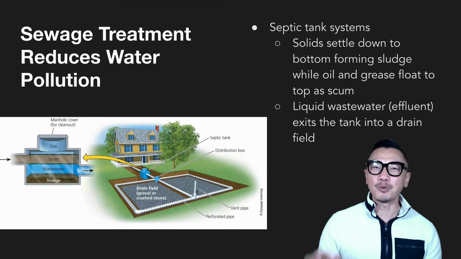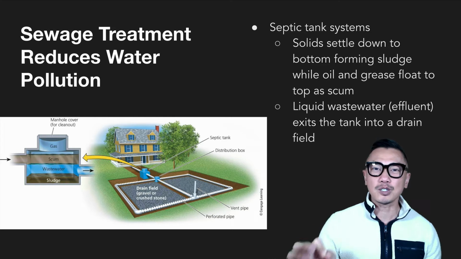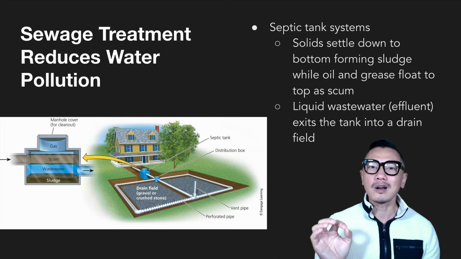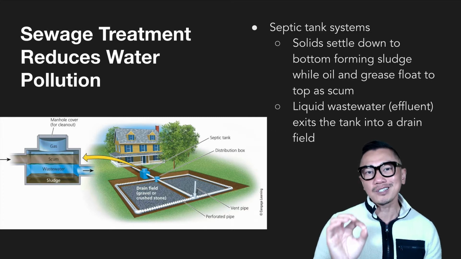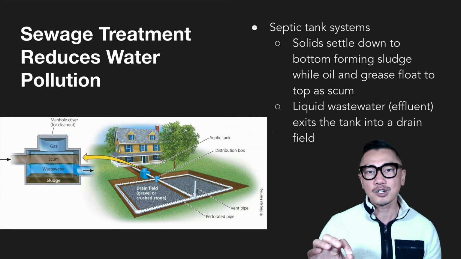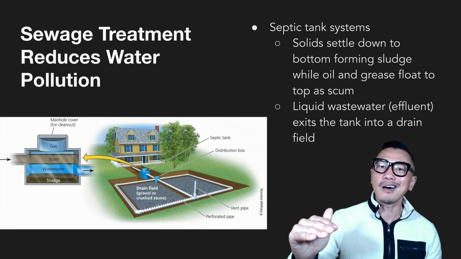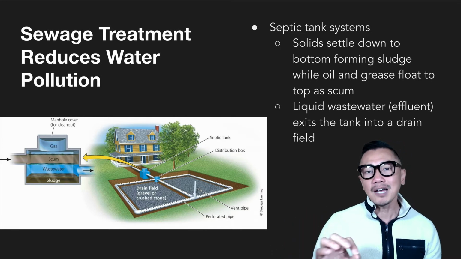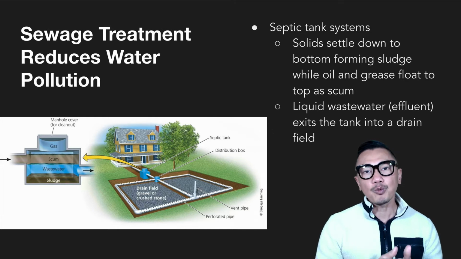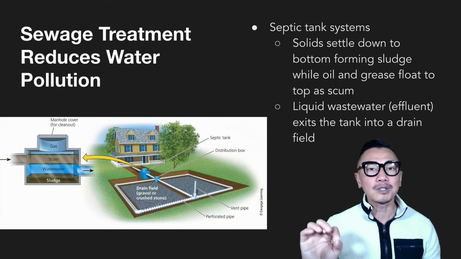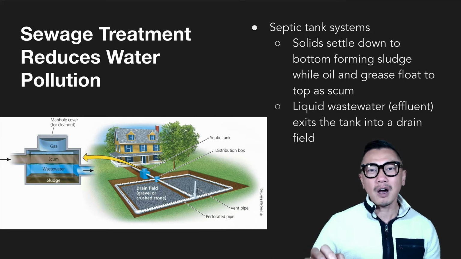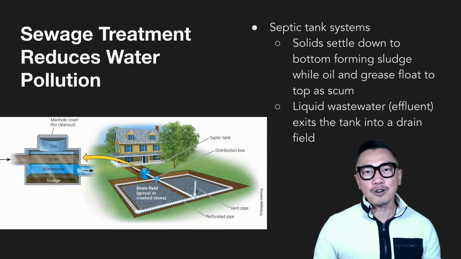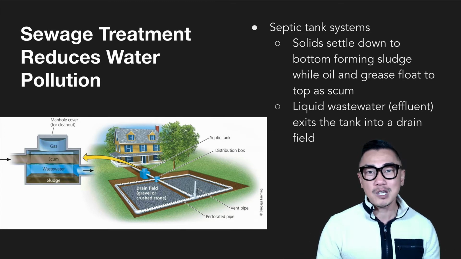Treating sewage properly will also reduce water pollution. In dwellings that are not connected to sewage systems, septic tanks are a good solution. In a septic tank system, solids will settle down to the bottom, forming a sludge, while oil and grease will float to the top, forming a scum. As the components separate, liquid wastewater or effluent can be released into a drain field. The septic tank is then periodically cleaned out. A diagram of a septic tank system is shown here on this slide.